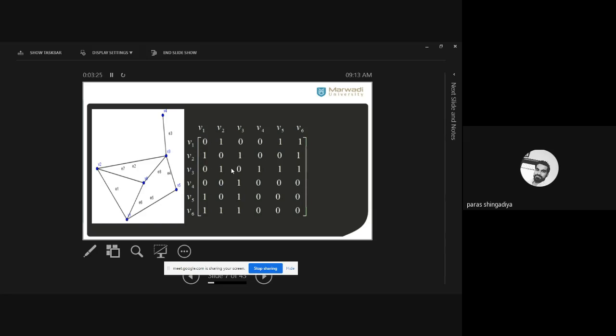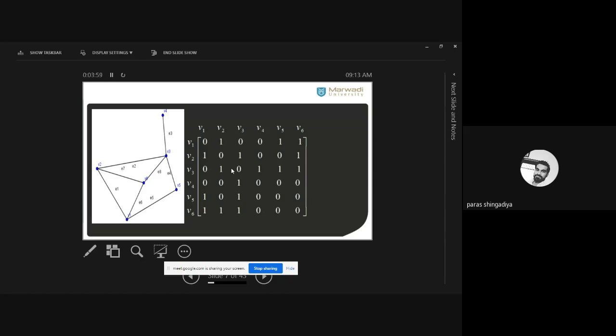Now v1 to v2. v1 and v2 are connected by e1, so here we consider 1. Now v1 and v3. A path exists, since you can easily reach v3 from v1 through v6, but there is no direct edge from v1 to v3. Therefore they are not adjacent, so here it is 0. Then v1 to v4. They are also not adjacent, so here it is 0.